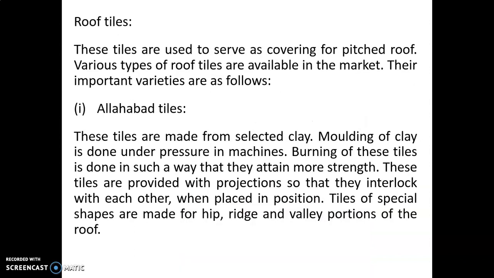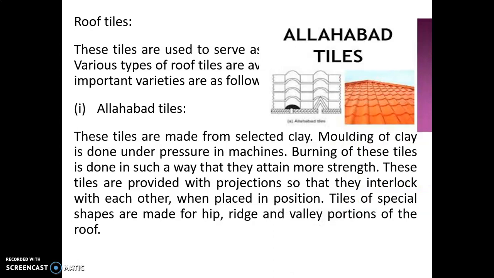Roof tiles. These are used to serve as covering for pitched roof. Various types of roof tiles are available in the market. Their important varieties are as follows: Allahabad tiles. All these tiles are made up from selected clay. Molding of clay is done under pressure in machines. Burning of this tile is done in such a way that they attain more strength. These tiles are provided with projections so that they interlock with each other when placed in position. Tiles of special shapes are made for hip, ridge and valley portions of the roof. The image shows the Allahabad tile.